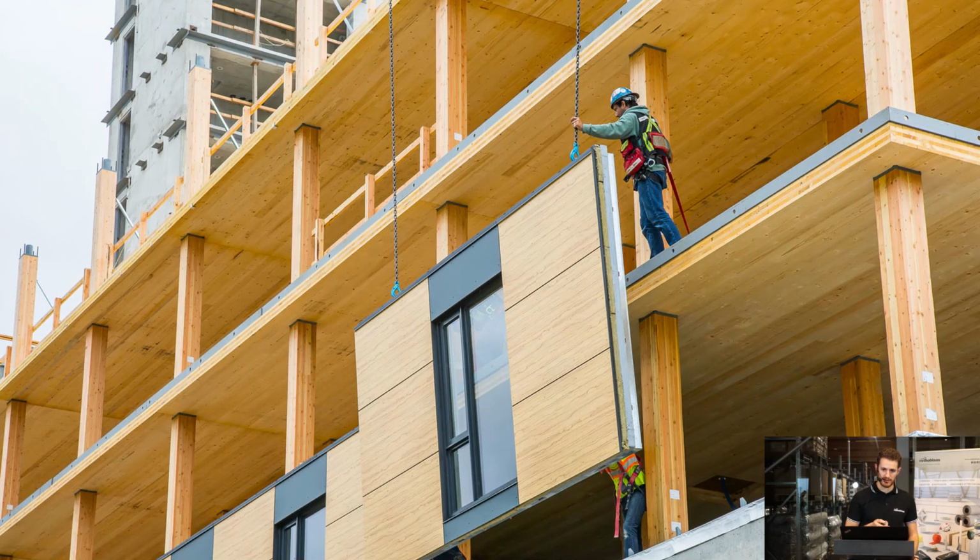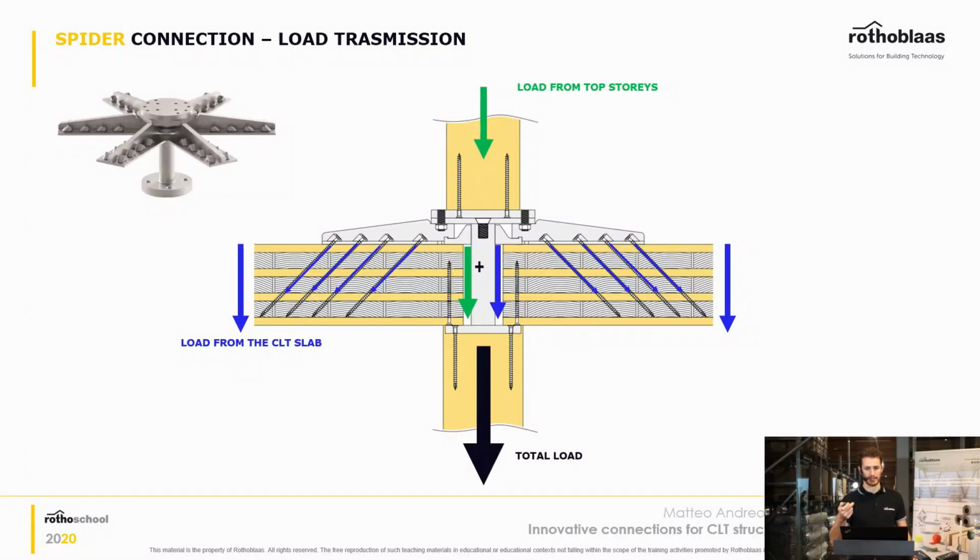This is a very famous building in Canada, Brock Commons, and this is, for example, a structure that was developed using the same concept without having any secondary beams in the building. Let's have a look at how the connector works.